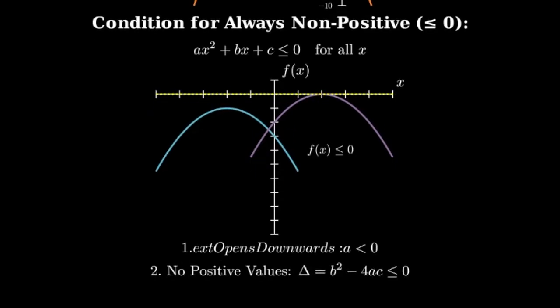In summary, a quadratic ax squared plus bx plus c is always non-positive, less than or equal to 0, if and only if a is less than 0 and the discriminant b squared minus 4ac is less than or equal to 0.